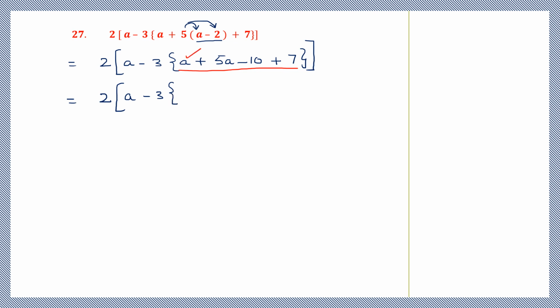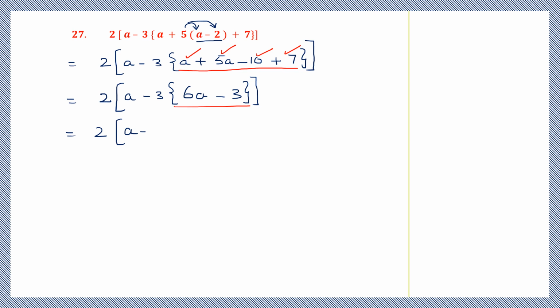We have like terms a plus 5a. So that is 6a. And we also have numbers minus 10 plus 7. Signs are different. So we'll put a sign of the bigger number. 10 minus 7 is 3. So close the curly brackets and the square bracket. Now let's continue. 2 into a. We're going to now remove the common curly bracket. We're going to remove the curly bracket.